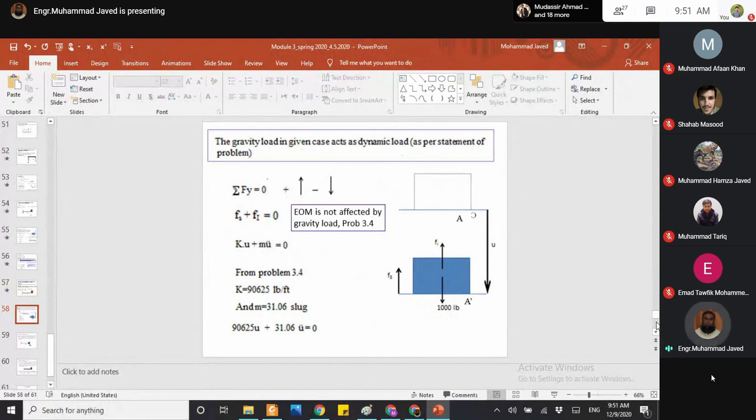इससे पिछले the problem that we solved before this, we discussed that gravity has no effect on equation of motion. So again the equation of motion will not incorporate the gravity load, and it will be mu double dot plus ku is equal to 0.